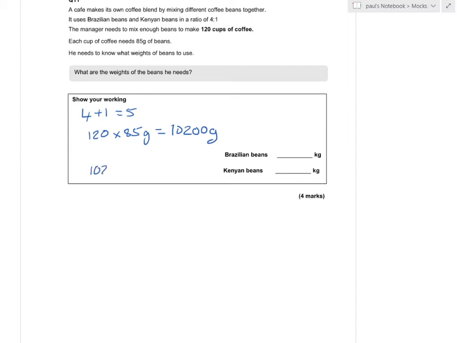So 10200 divided by the 5, which is this number here, yeah? So 10200 divided by 5 is equal to 2040. So the Kenyan is one lot of that, 2040, which is 2.04 kilograms, and 2040 times 4 for the Brazilian is 8160, so that's going to be 8.16 kilograms.